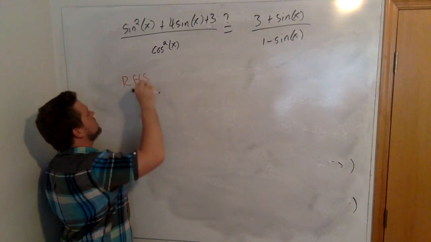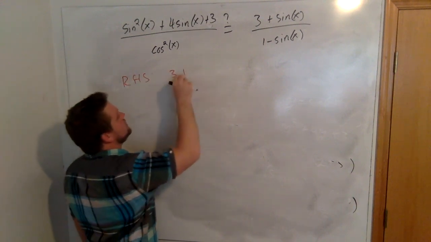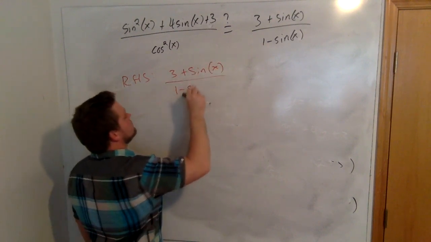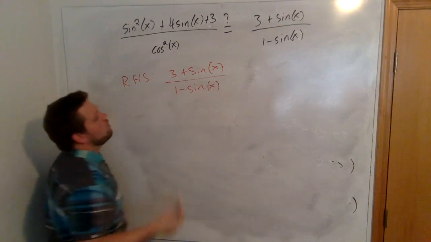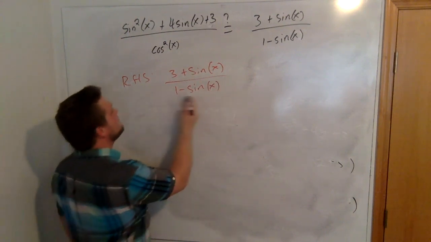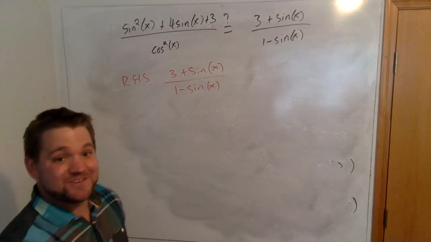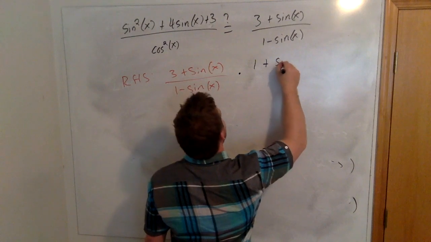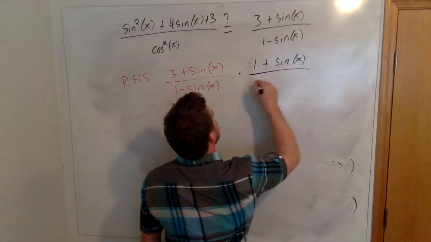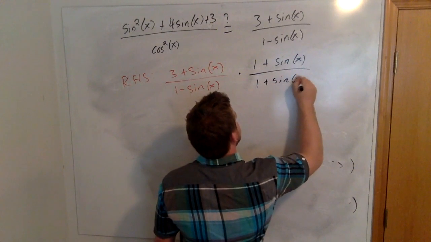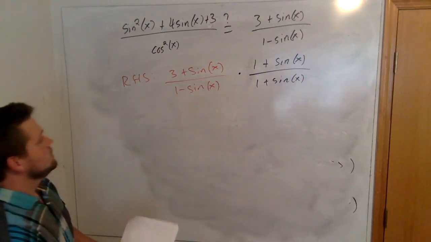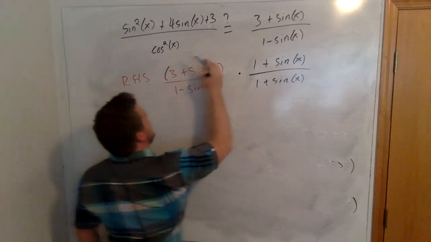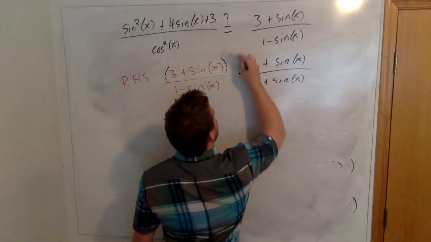So maybe you started with the right-hand side. The right-hand side is 3 plus sine of x all over 1 minus sine of x. Maybe you're like, I don't really know much to do with this, but seeing this 1 minus sine might be begging you to introduce a 1 plus sine. So maybe you thought to try to use a conjugate here. So what's going to happen? Well, I have a 3 plus sine and a 1 plus sine.